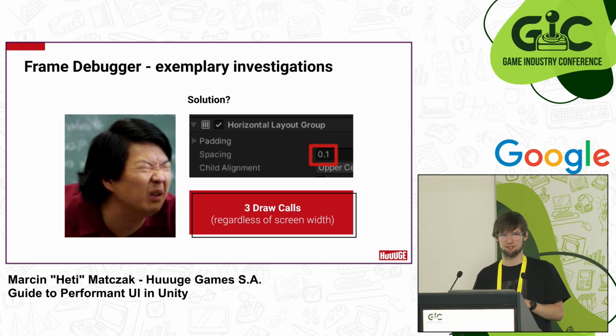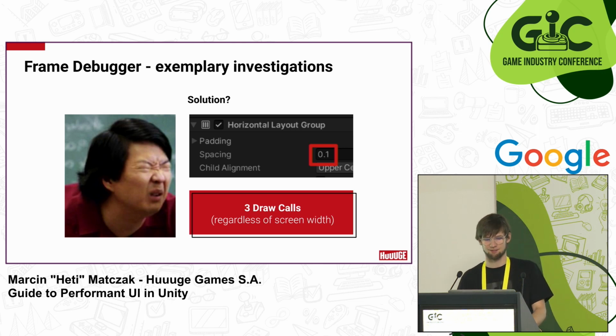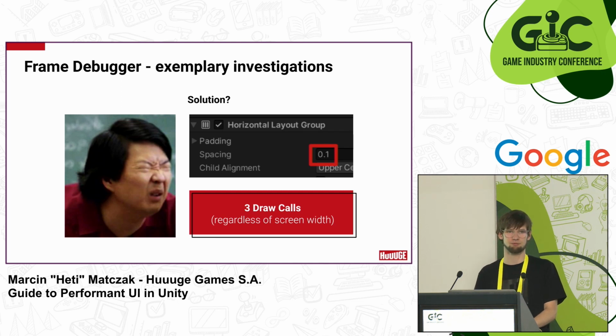Since this was in every single view in the game, I was able to significantly boost the frame rate on each screen of the game, only because of this small change. And that shows the importance of the frame debugger, because using a profiler or any other tool, you would only see, okay, I have some rendering problem in my scene, but you wouldn't be able to pinpoint what exactly is your problem, and you wouldn't be able to easily find the solution.